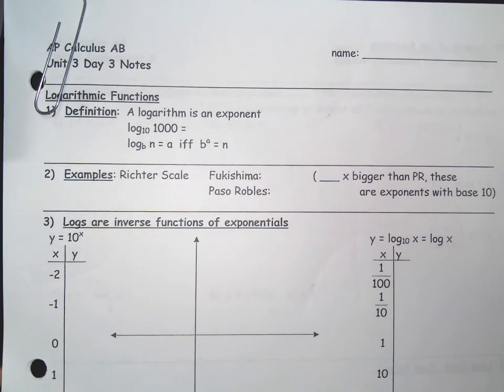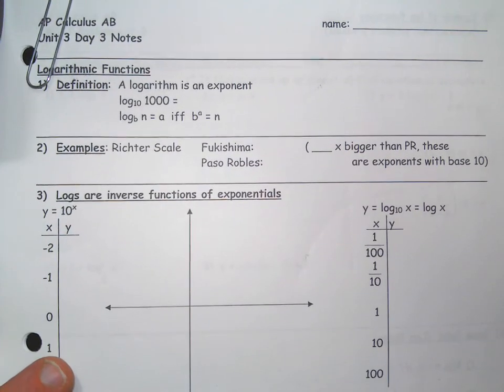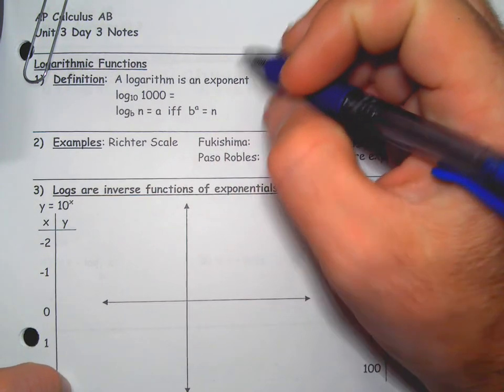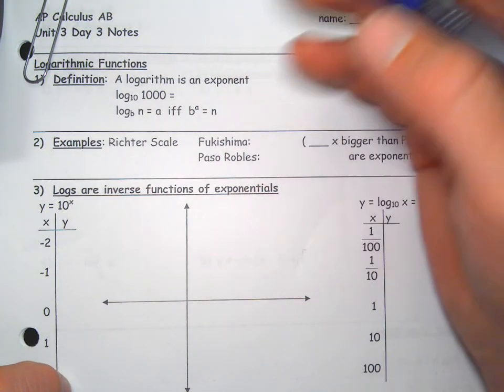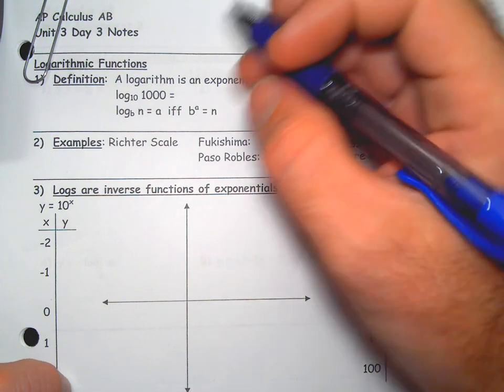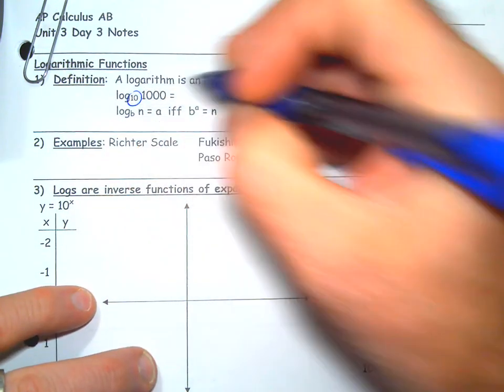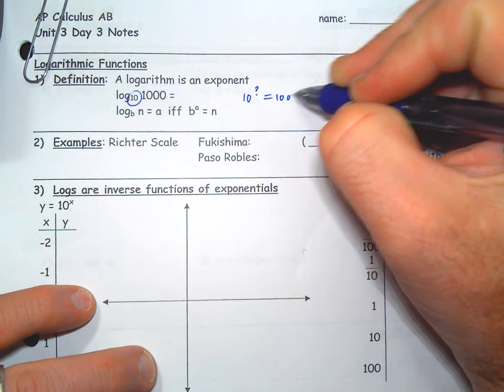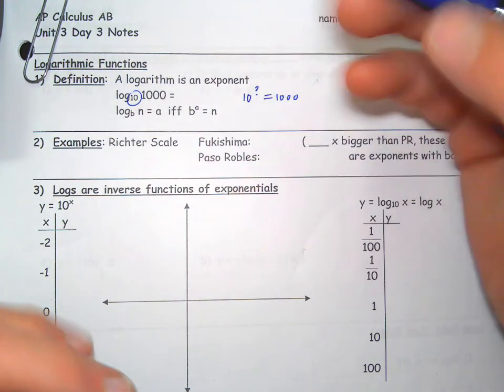Right, Unit 3, Day 3 notes. We're going to talk about logarithms now, just related to what we did before. So the answer: a logarithm is an exponent. The way I think of it is, what are you raising 10 to get 1,000? That's how I read it.